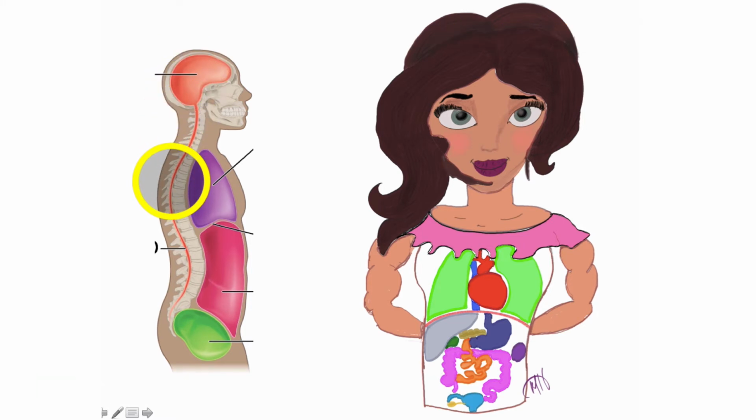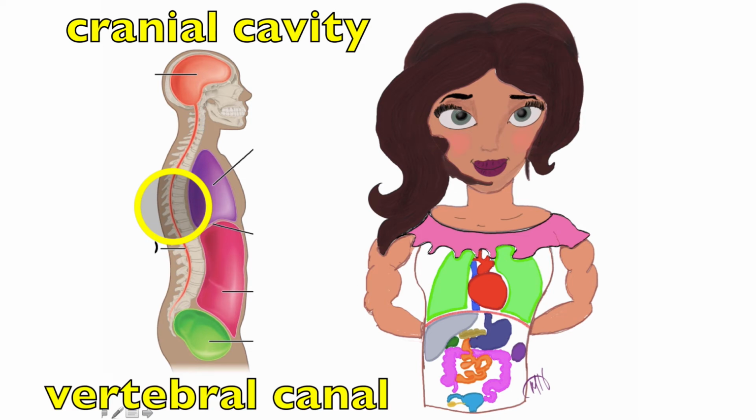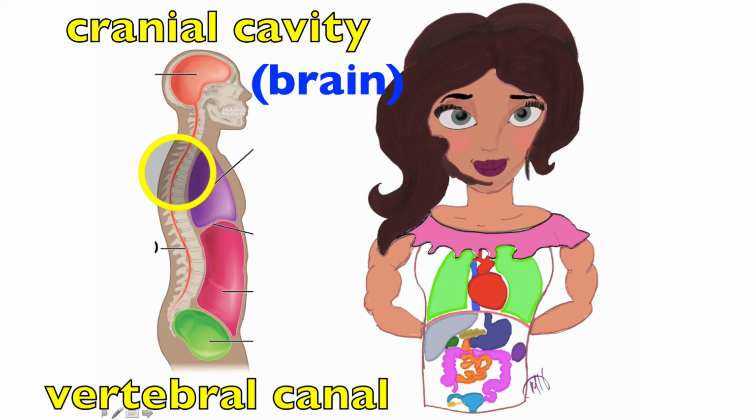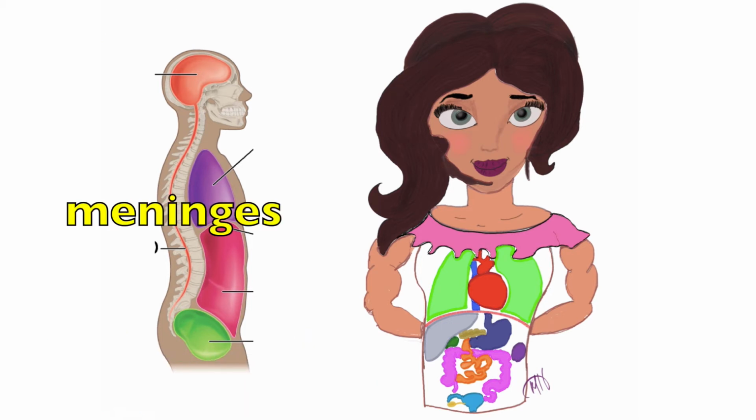the dorsal body cavity. You could certainly call it the posterior body cavity, but by convention, it's generally referred to as the dorsal body cavity. The cranial cavity and the vertebral canal make up the dorsal body cavity. And occupying the cranial cavity is the brain. Occupying the vertebral canal is the spinal cord. Both are covered in a layer of protective membranes known as the meninges.